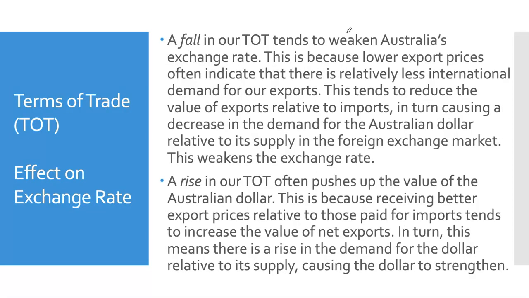How does it impact exchange rates? A fall in our terms of trade tends to weaken the Australian exchange rate. This is because lower export prices indicates that we're getting less demand for our exports. A rise in our terms of trade will often push up the value of our Australian dollar because people need to demand more Australian dollars to get our exports, which are increasing in price.